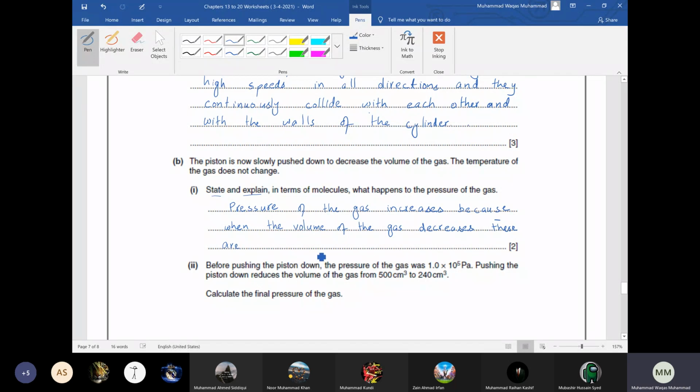So beta, this is just for 1 mark, so it is enough to write this. Otherwise, we don't need to write more. We can write if you want, but considering the space and the marks, I'm leaving out the points that there will be more molecules per unit volume, and so the number of collisions per second increases. I'm writing this point: so there are more frequent collisions between the molecules and the walls of the cylinder, right?